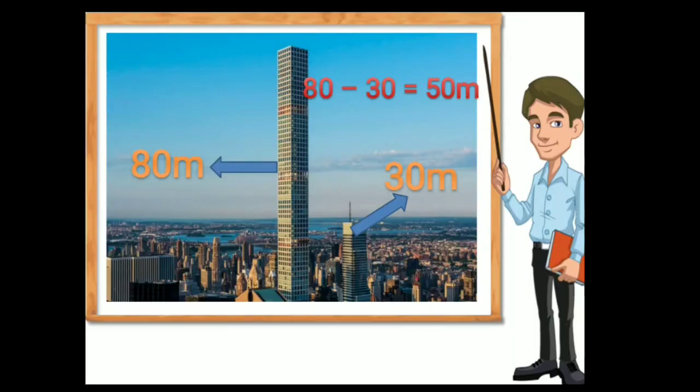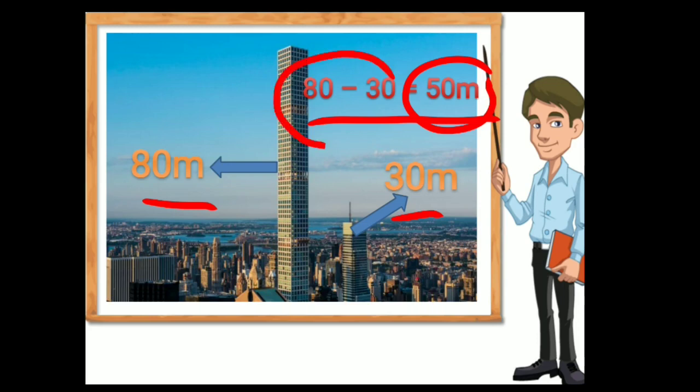Here in the picture, you are observing two buildings. One is 80 meters high and the other is 30 meters high. Now, the question is: we have to compare these two buildings. How can we compare? We can compare them by seeing their heights, as one is 50 meters taller than the other. How did we get this 50? By subtracting the shorter height from the taller one. So you can tell this building is taller than that building.